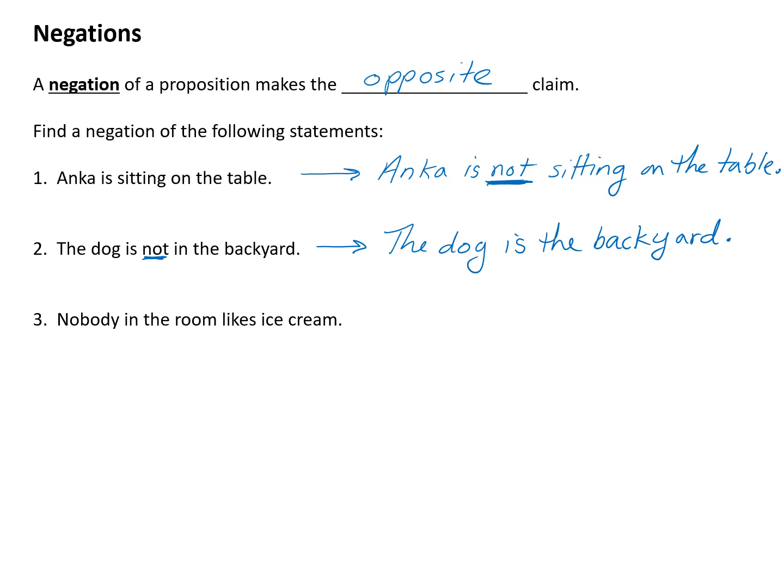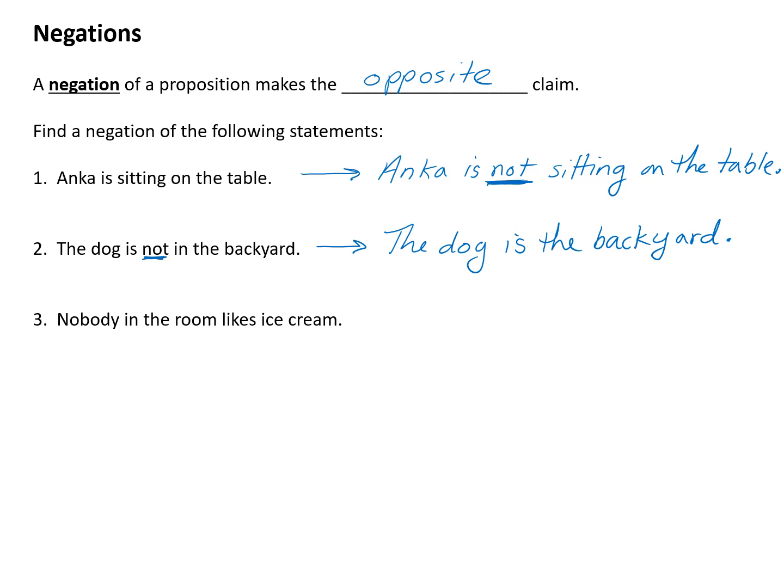Now the third example is a little more complicated because it isn't as simple as putting a not in, because it doesn't sound quite right. Nobody in the room likes ice cream. To put a not in there to make it a negative, it doesn't really make sense to say not nobody in the room likes ice cream. It also doesn't make sense to say nobody in the room not likes ice cream. So what we have to do is think about a different way to say it.